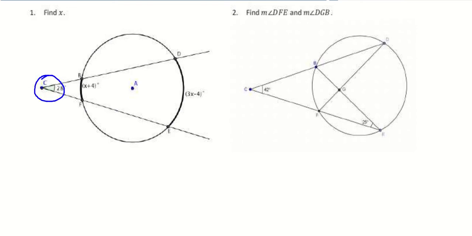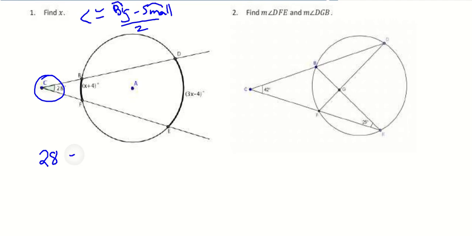Where's the angle located? It's outside. So remember, outside is different, and different means subtract. The angle is always equal to the big arc minus the small arc, divided by 2. Big arc minus small arc divided by 2, okay?